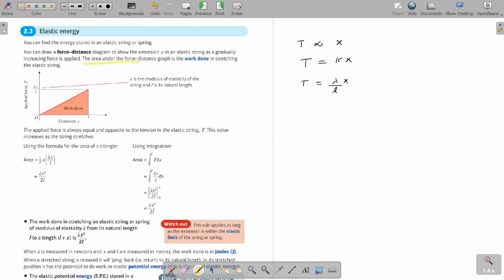The area under the force distance graph is the work done in stretching the elastic string. Okay, so what is the area under the force distance graph? The area under the force distance graph is the work done in stretching the string. Okay, so you can see, to find this work done in stretching the string, to get this area, they have found this area using two ways: one by using the area of a triangle, the other one by integration. So let's go with both the ways. Let's try to understand both of them.